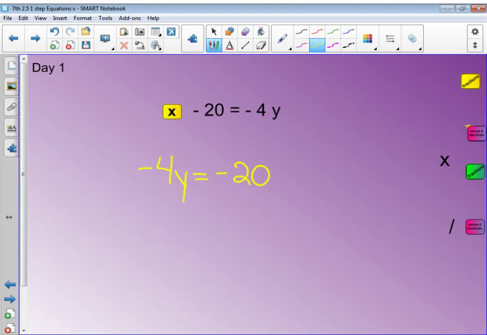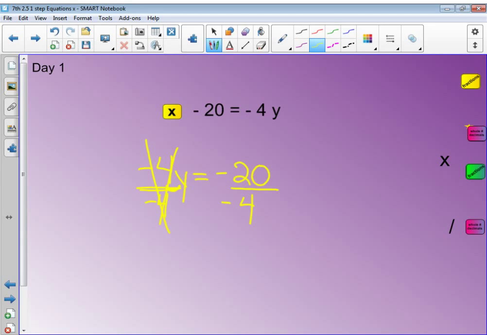So we're trying to get 4 away from y here. And it's not 4, it was negative 4. Right now it's negative 4 times y. So we're going to do the opposite to remove it from that. We're going to go ahead and divide by negative 4. Whatever we do to one side, we have to do to the other. So divide by negative 4.